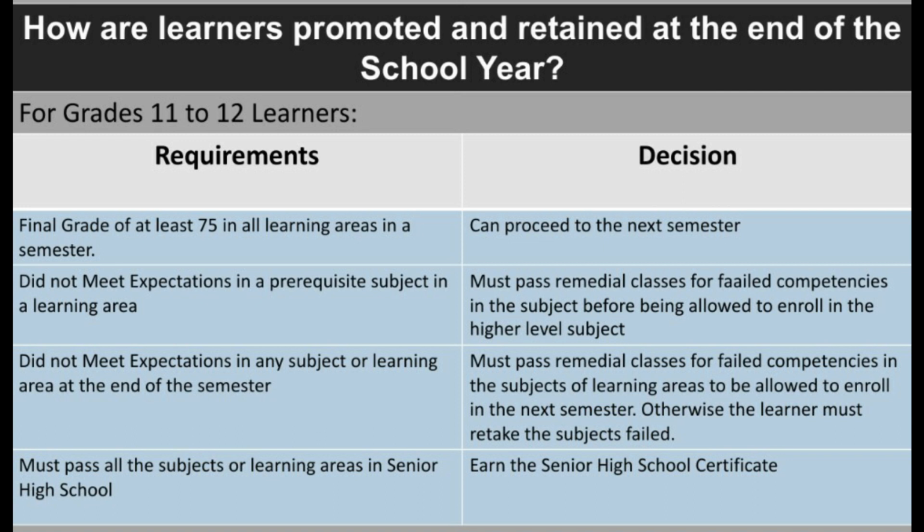So how are learners promoted and retained at the end of the school year? For grades 11 to 12 learners, the requirements are: first, the learners should have a final grade of at least 75 in all learning areas in a semester. So the decision is they can proceed to the next semester.